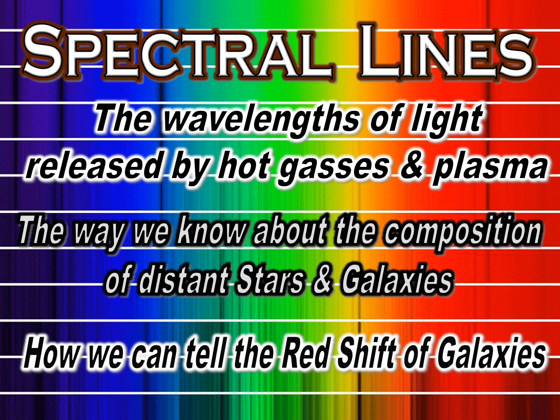Another very important topic covered in this section is spectral lines. Spectral lines are the way that we know what stars are made of. It's also the way that we know what distant galaxies are made of. This is very, very important to us. Spectral lines are the wavelengths of light released by hot gases and plasma. And it's the way that we can tell the redshifts of galaxies, because in order to tell how much light is redshifted, you have to know exactly what wavelength it started as.